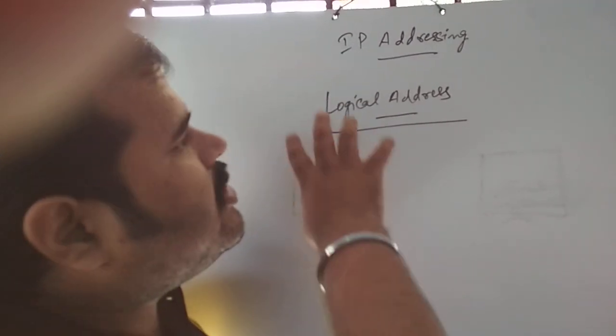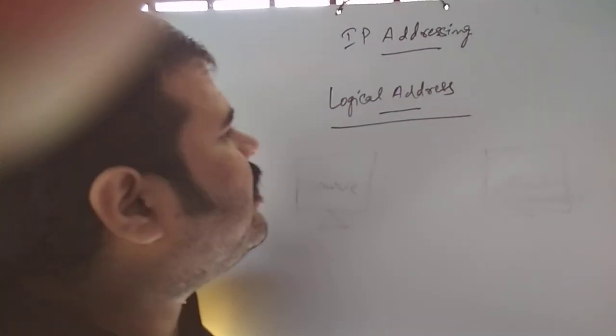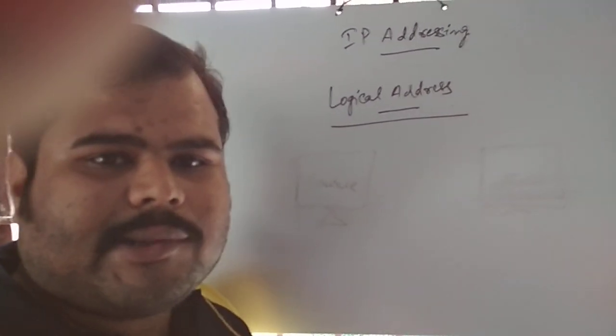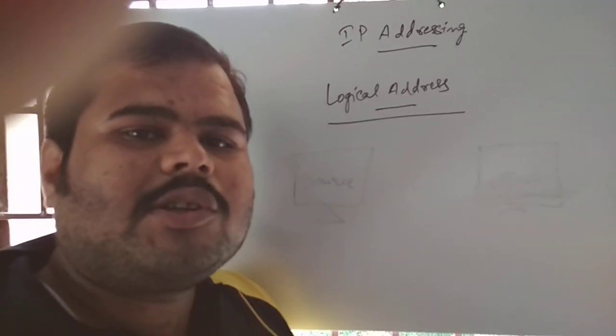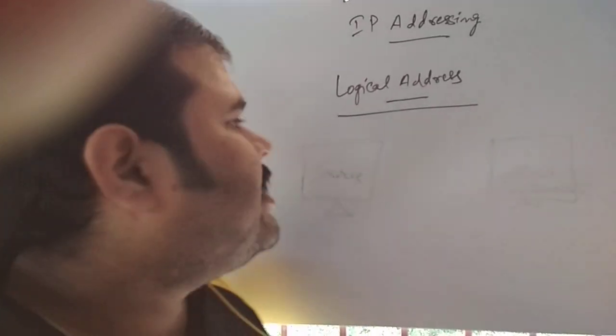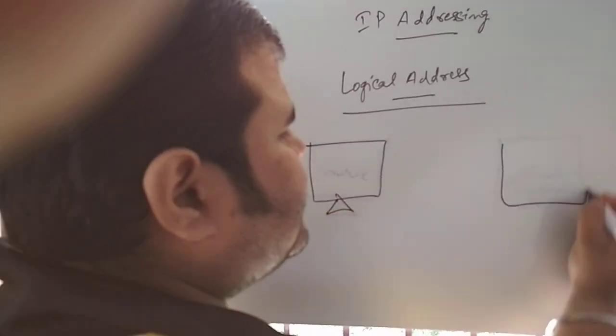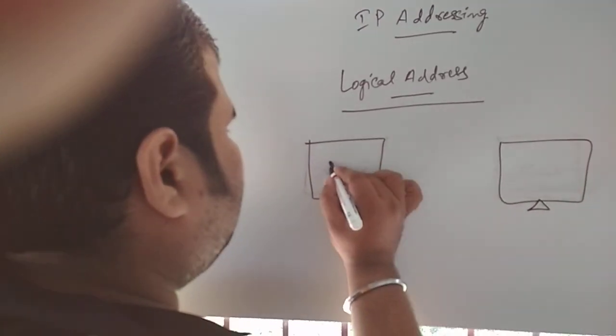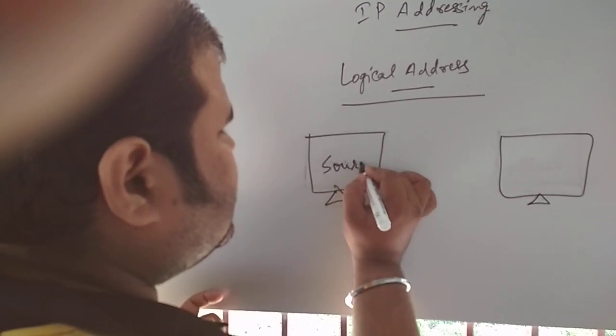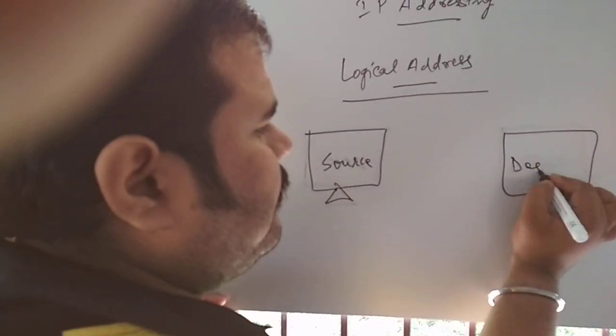Today I am going to discuss IP addressing. Basically, what exactly is the IP address? An IP address is nothing but the logical address of a system, in which there is one source and one destination.